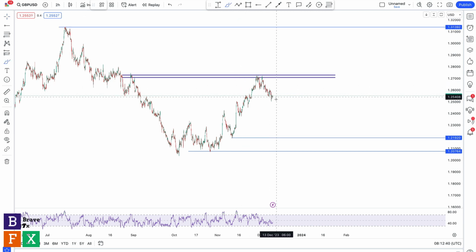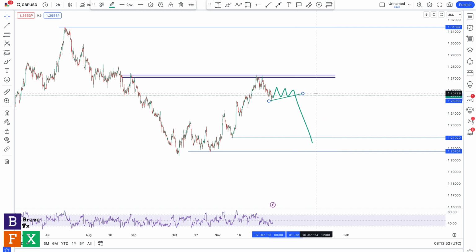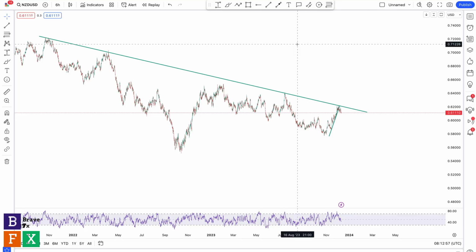So that's why I'm going to be waiting for a more pronounced chart pattern or more pronounced price action signaling the direction of the market before I go long or go short. So that's briefly for GBP-USD. Lastly, we'll be talking about the NZD-USD.